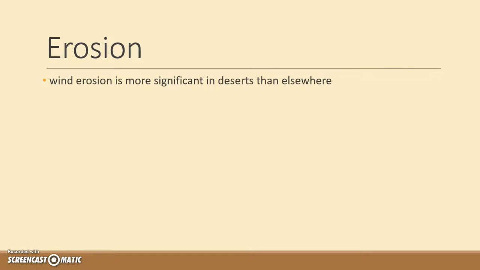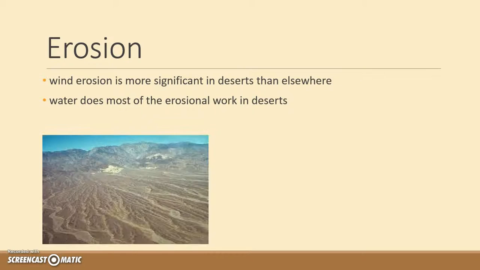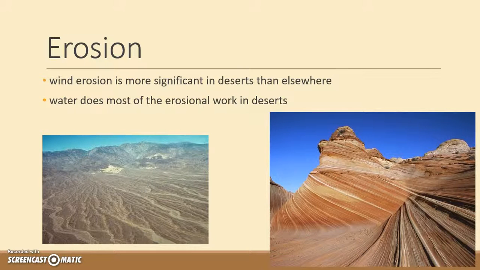Erosion is a big factor in the desert. Wind erosion is more significant in deserts than anywhere else. However, water still does most of the erosional work in the desert. So even though wind erosion is a huge factor, water still does most of the erosional work. And you can see the difference in water on the left versus wind on the right.